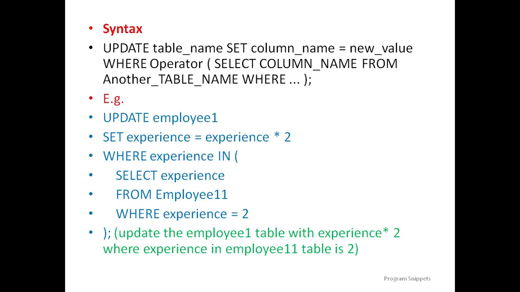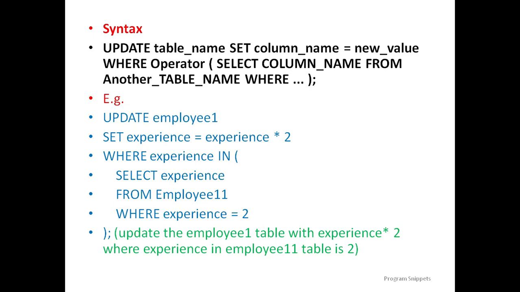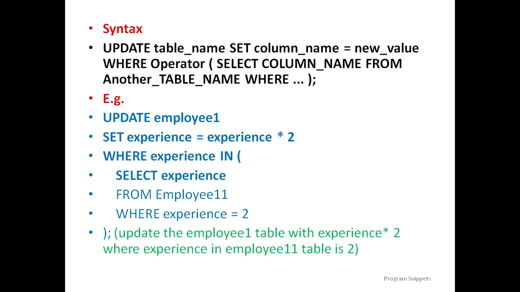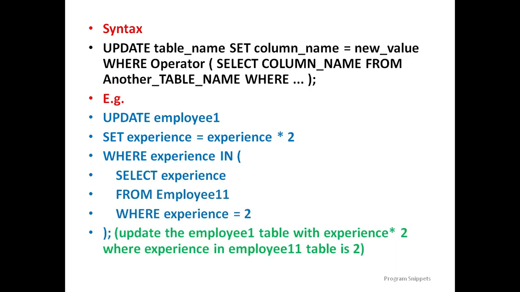General syntax is update table name, set column name equal to new value, where operator, and in bracket will give subquery as select column name from another table name, and where condition. For example, update employee 1, set experience equal to experience into 2, where experience in, and will give select statement as select experience from employee 11 where experience equal to 2. It will update the employee 1 table with experience into 2 where experience in the employee 11 table is 2.